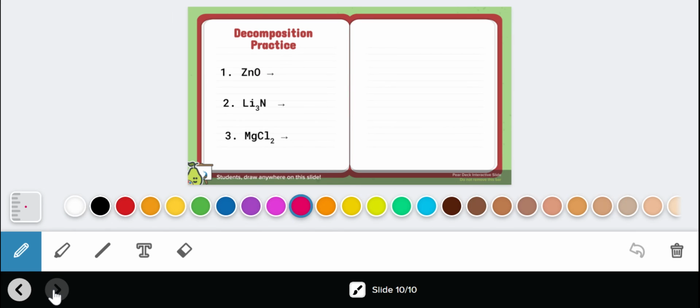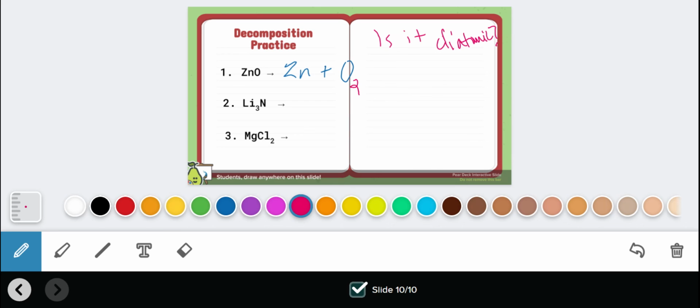Let's look at some practice problems. So number 1, zinc oxide. Zinc oxide is going to break down into zinc and oxygen. Anytime from here on, when we have a singular element, we have to ask ourselves the question, is it diatomic? So, is zinc part of our 7 diatomic elements? No. Is oxygen? Yes. So since oxygen is one of our diatomic elements, it has to have a subscript 2 too.